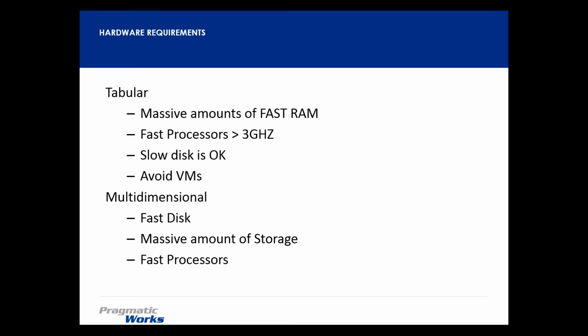Here's where the metal meets the road, or where the rubber meets the road. There we go, mixing metaphors again. With tabular, you're going to need massive amounts of fast RAM if you're setting up a tabular server. You need to have fast processors, greater than 3 gigahertz. Slow disk is fine, disk doesn't matter, and you want to avoid virtual machines. With the multidimensional, you want the fastest disks you can get, massive amounts of storage, and you want some fast processors. That's the big difference as far as your hardware requirements are concerned.